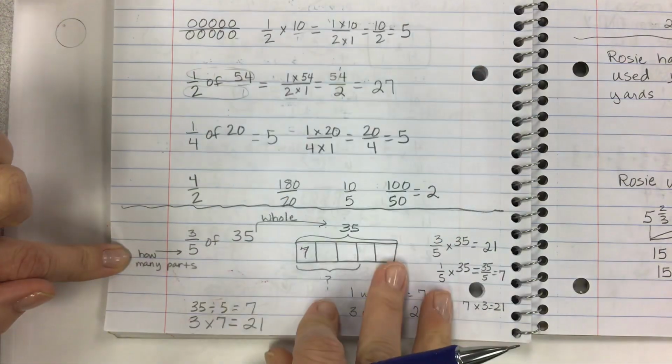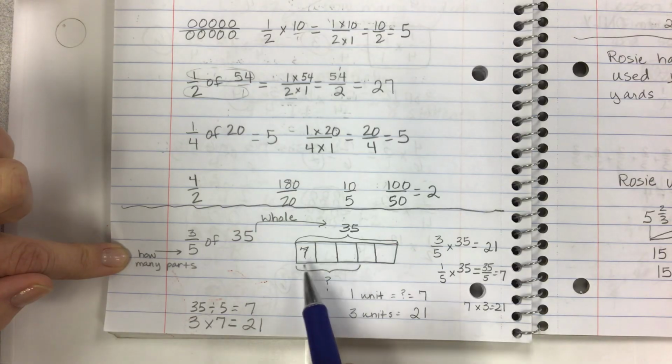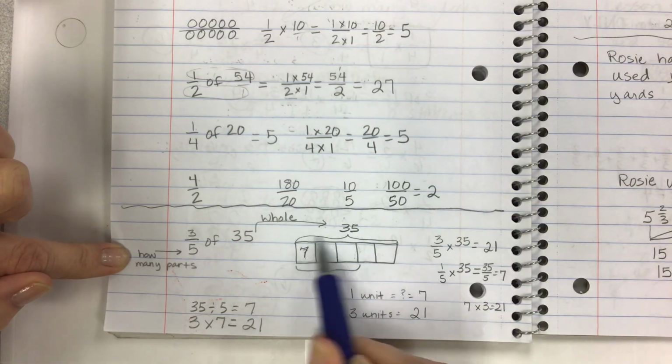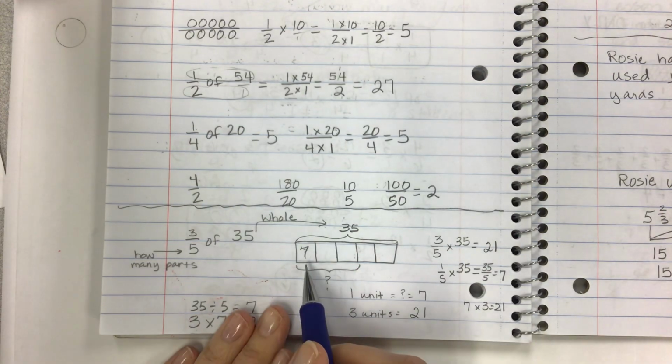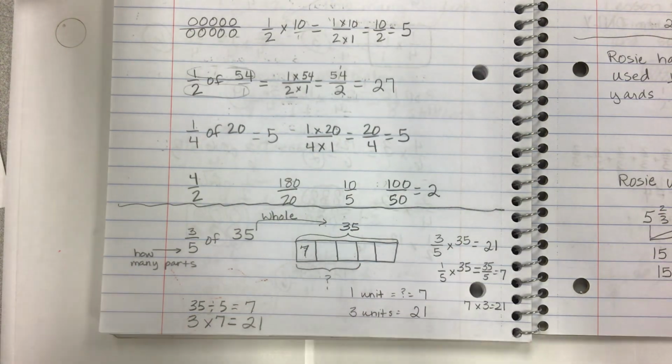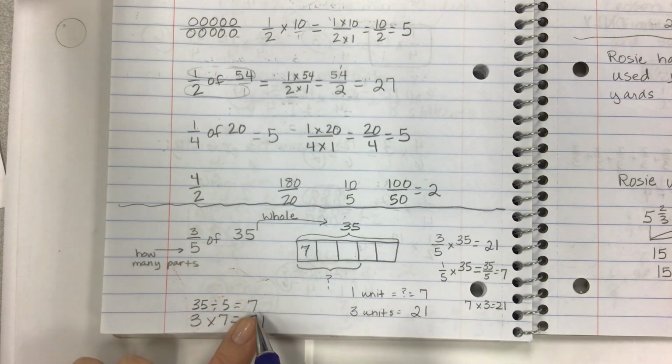Again, boy, you guys should be writing this down. Okay, pause the video so you can get it all written down. So you create your 5 pieces. This is the whole. What is the size of 1? You have to know the size of 1 before you can know the size of 3. So if you divide 35 by 5, then you get 7.